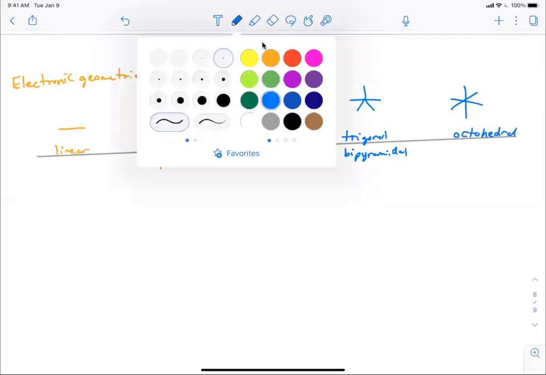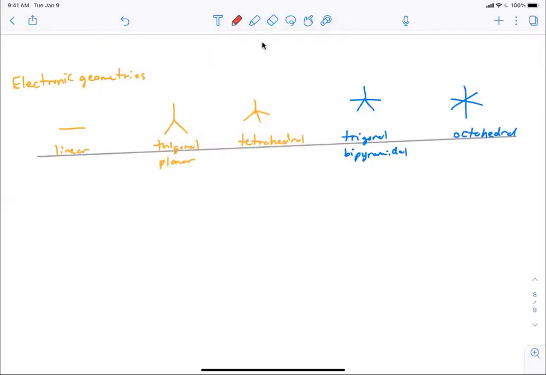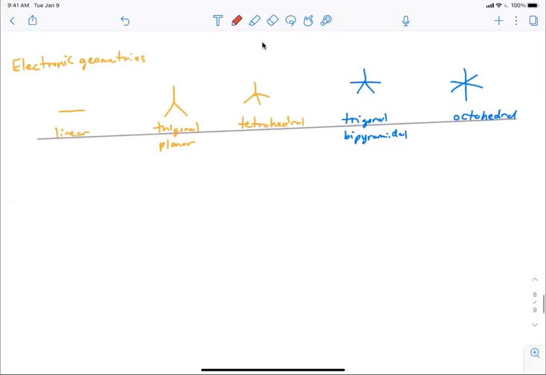Now, electronic geometries are shapes that occur when you don't differentiate between lone pairs and bonding pairs. They're all the same. If you have no lone pairs and they're all bonding pairs, then these can also be your molecular geometries. So don't think that these are only electronic geometries. They can also be molecular if you have no lone pairs on center. But when you start having lone pairs on center is where you get different molecular geometries than your electronic geometries.